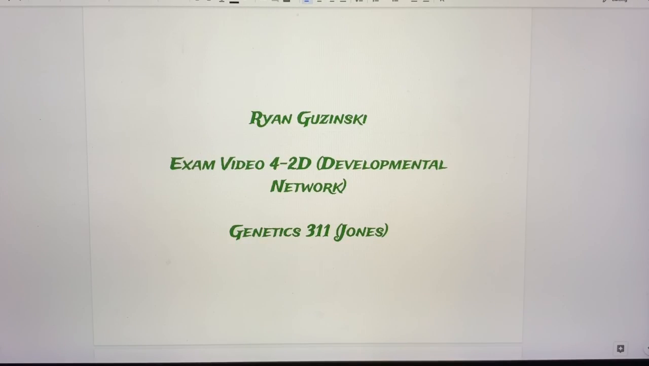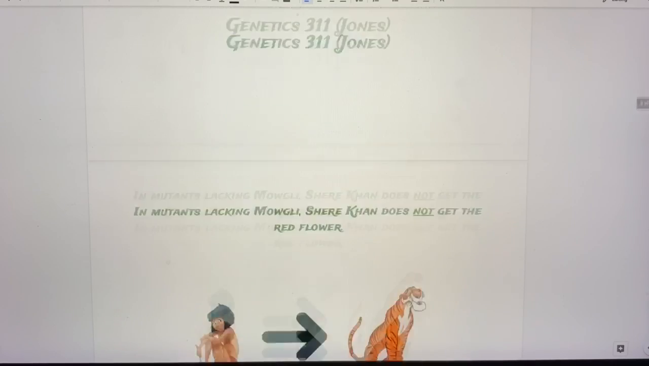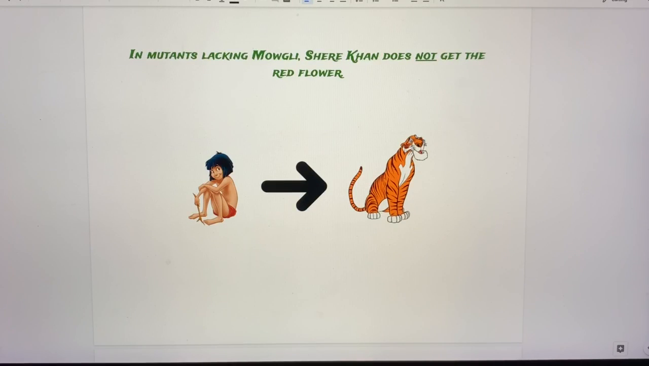Hello, today I will be discussing a developmental network using some of the characters from Jungle Book. In the first single mutant pathway, mutants lacking Mowgli result in Shere Khan not getting the red flower. This is because Mowgli is an activator, meaning with his presence, Shere Khan will get the red flower, and without Mowgli he will not.